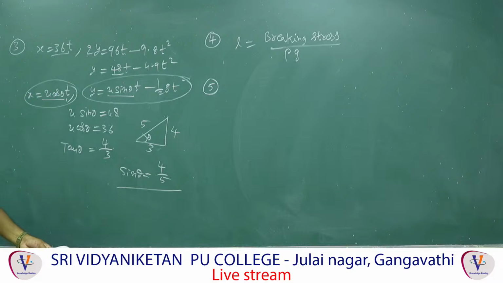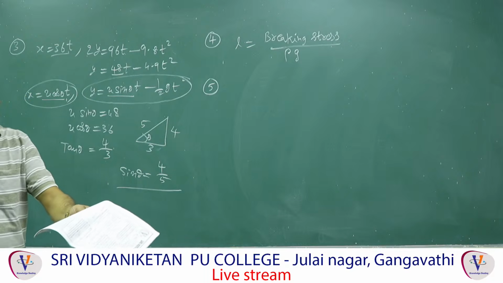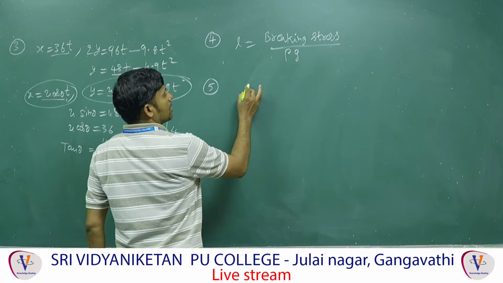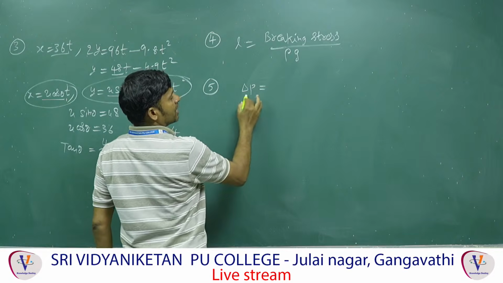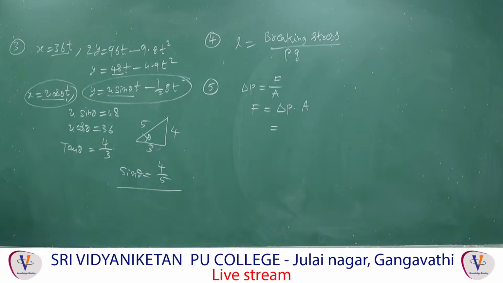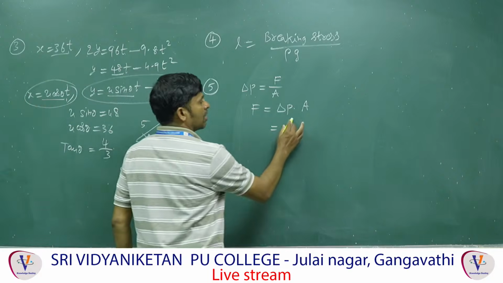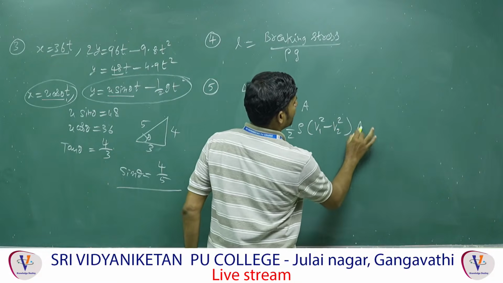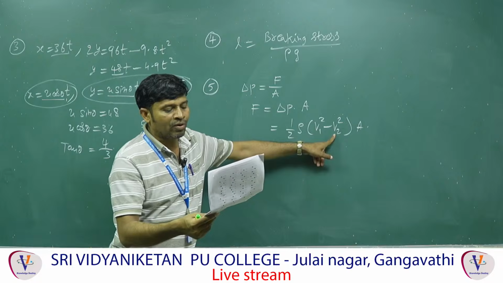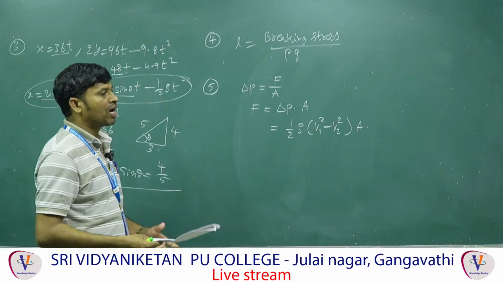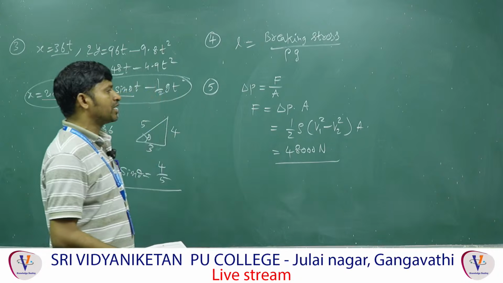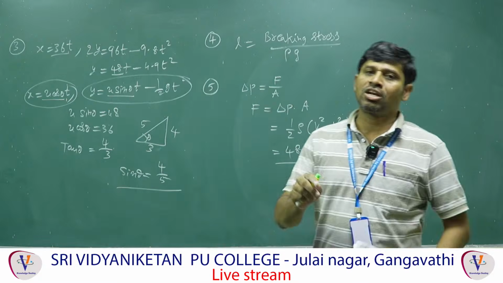Question 5. The total area of the wing of the aeroplane is 10 meter square. The speeds of the air above and below are 140 and 110. Then what is the force? We already know that pressure difference is equal to force by area, so force is equal to delta P into A. This is the aerodynamic lift. The pressure difference is half rho into V1 square minus V2 square, into area. Rho value is given as 1.28, V1 is 140, V2 is 110, and area is 10. Doing the calculation, we get the second option, 48,000 newtons. Aerodynamic lift is one of the applications of Bernoulli's theorem.